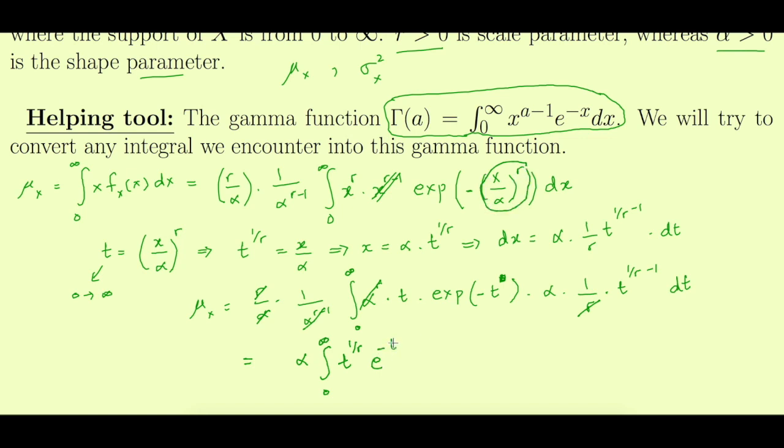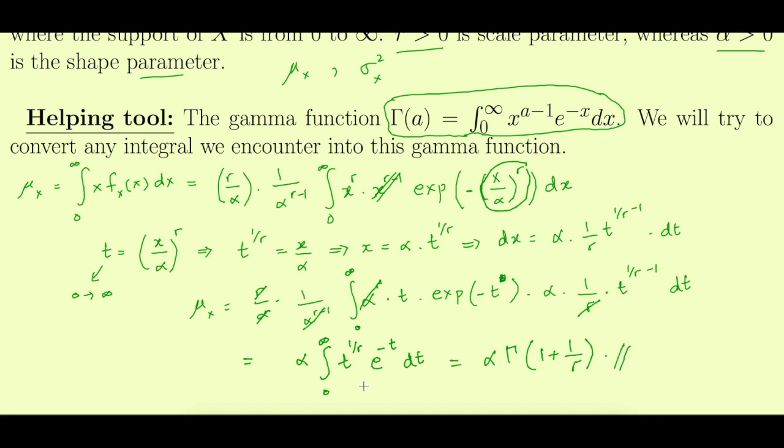Okay, so this is e to the minus t dt. Now compare this with this one. Now we have e to the minus t here. This is just a dummy variable, so we can compare. And this is a minus 1 here, and this is 1 over r here. So this means I can say alpha gamma of 1 plus 1 over r. That's it. So note that this is 1 less than this one. And this alpha is just this alpha. Okay, so this is my mean here.